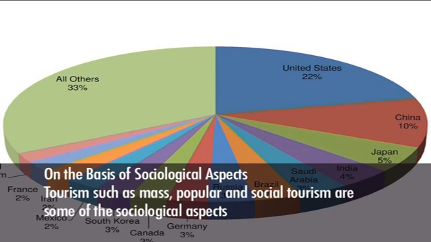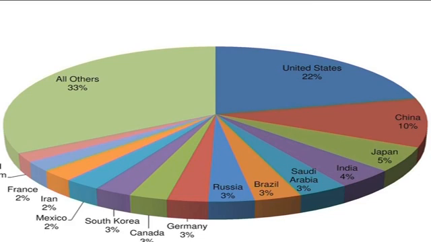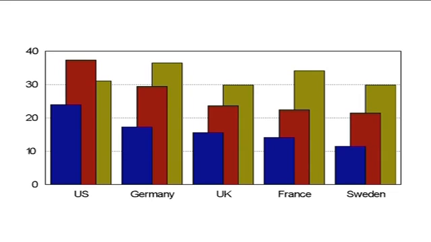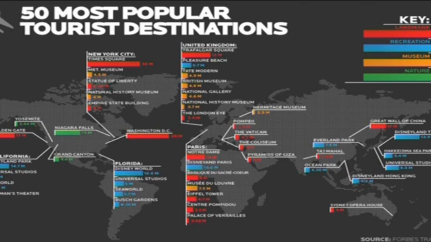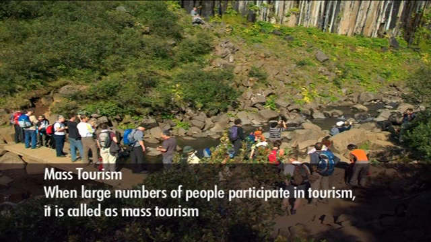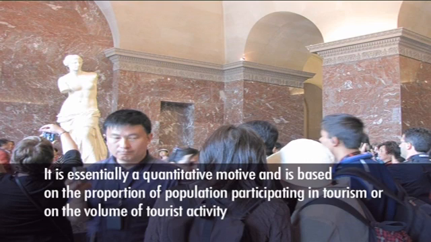On the basis of sociological aspects. Some other terms have been often applied more or less discriminately to tourism in particular, such as mass, popular, and social tourism, to which it is desirable to attach more precise meaning at the outset. Mass tourism. When a large number of people participate in tourism, it is called mass tourism. It is essentially a quantitative motive and is based on the proportion of population participating in tourism or on the volume of tourist activity.